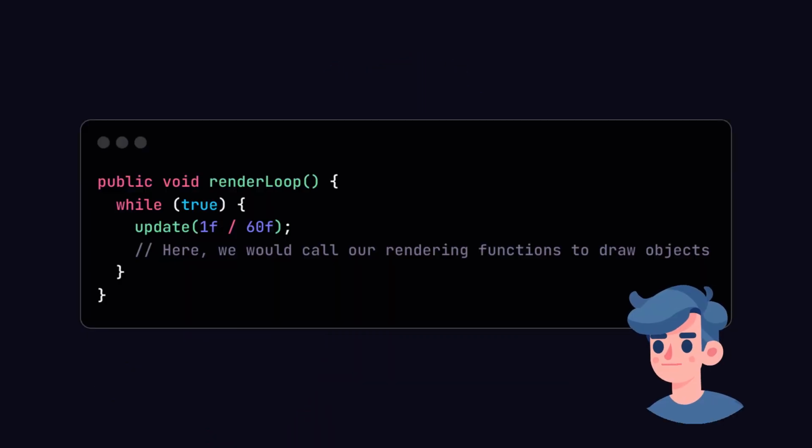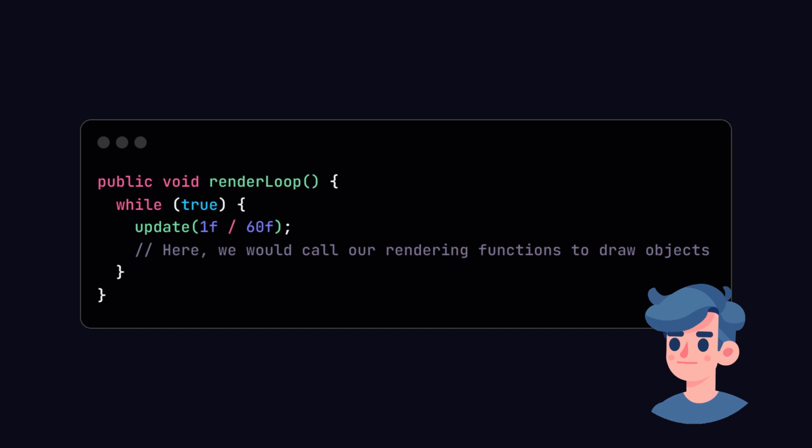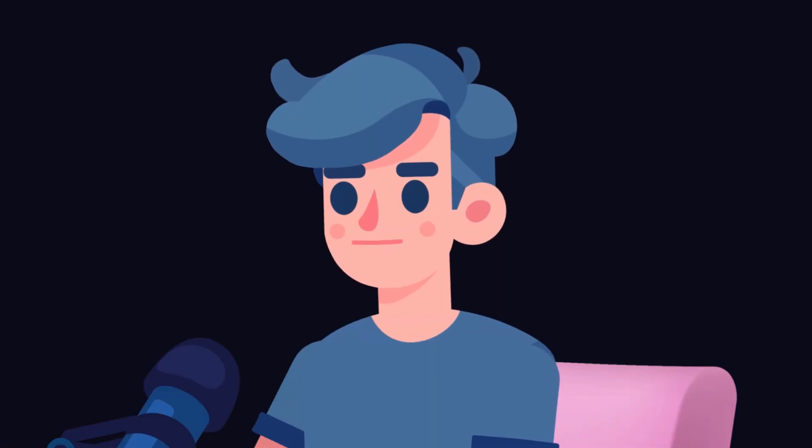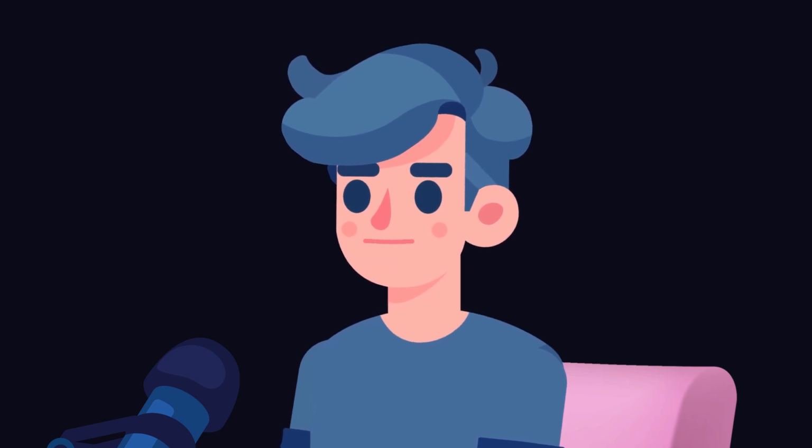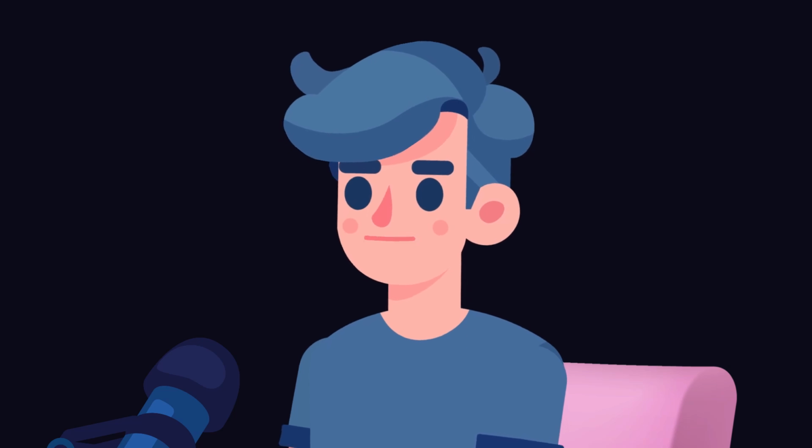Now let's incorporate a very basic rendering loop that integrates with our physics world. This means that each frame, we will update our physics simulation and potentially render our objects. In this render loop, we update our physics world every frame at a rate of 60 frames per second. Now, you would typically call your rendering functions after the physics update to visualize the new positions of your objects.